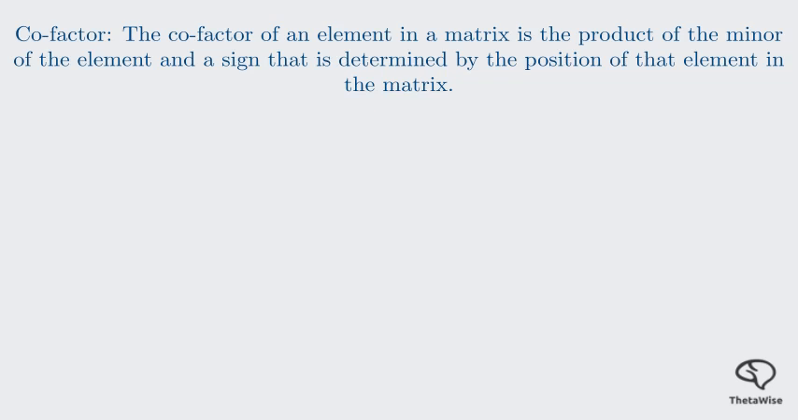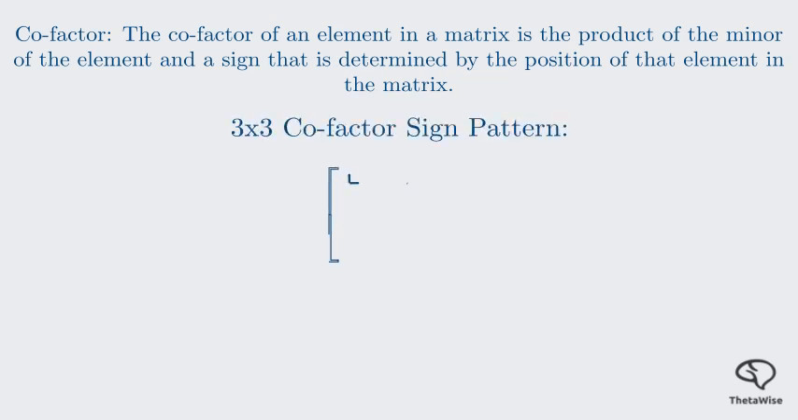Now let's talk about the signed part. The sign that we multiply the minor by is determined by the element's position within the matrix. For a 3x3 matrix, the sign pattern follows this structure: plus, minus, plus in the first row, minus, plus, minus in the second, and plus, minus, plus in the third. This alternating pattern is how we get the sign part of the cofactor. We'll see why this pattern works in a moment.